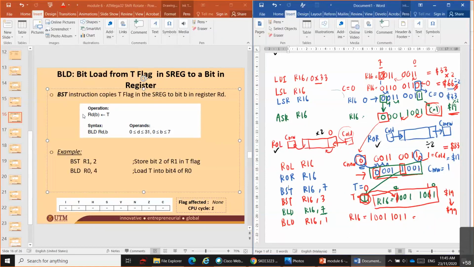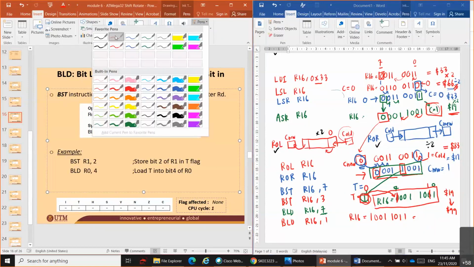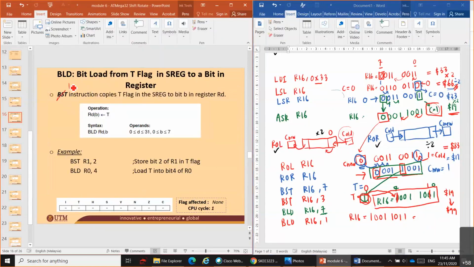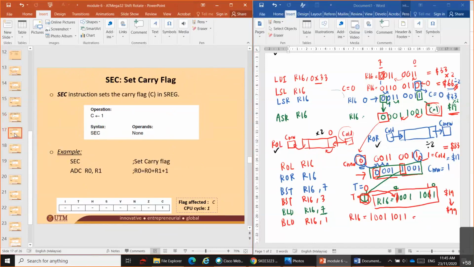Please do a correction. This is a BLD, not BST. Please change this one. Okay, any question? If no question, then we go to the next slide.